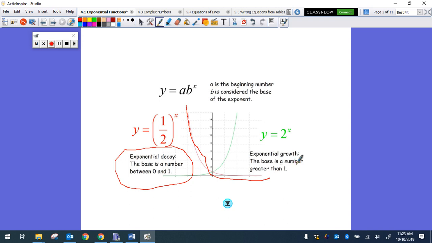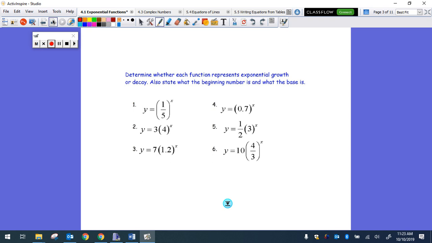Exponential growth will be if your base is above 1. So like this is 2 to the x, and growth is always going to go up. So let's figure out if these are growth or decay. So number 1, that's a 1/5. 1/5 is in between 0 and 1, so that means it is decay.